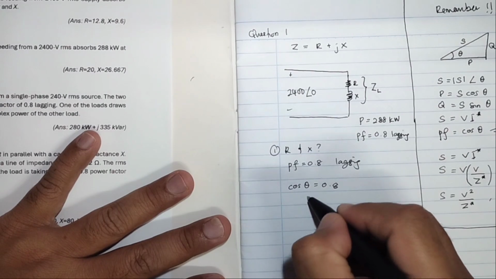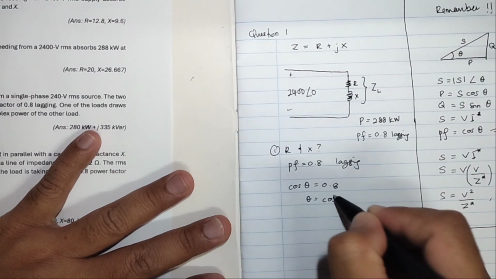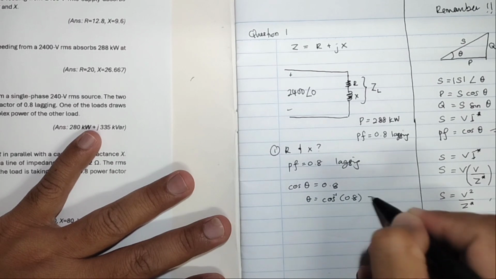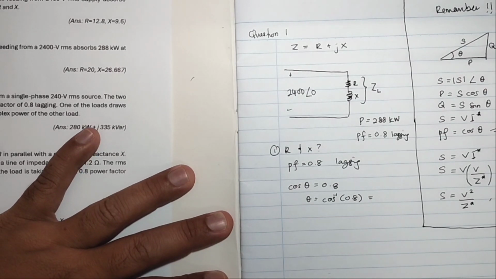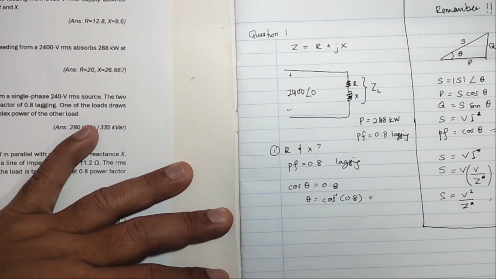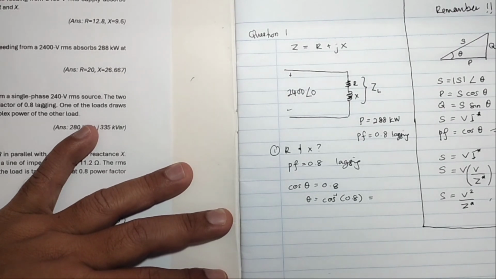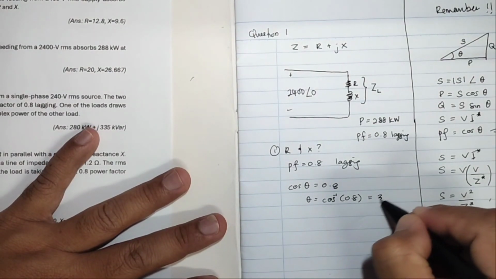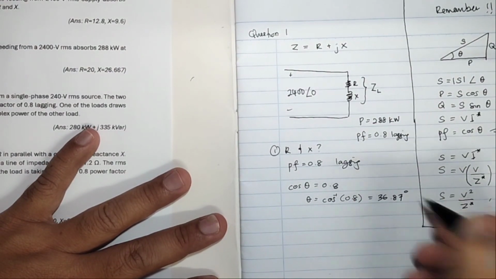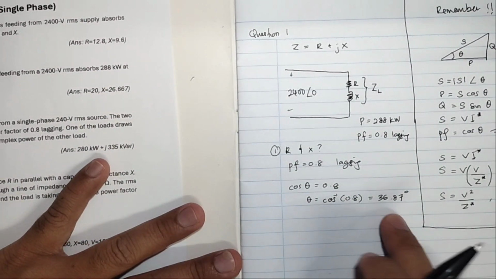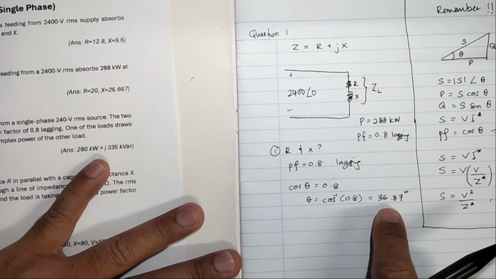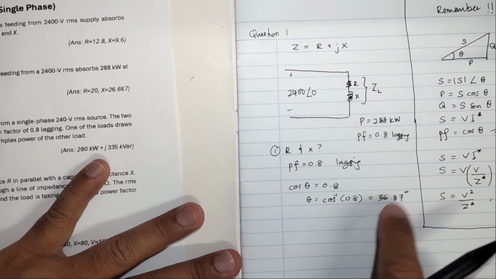So shift cos akan jadi apa? 0.8. Actually is equal to tekan calculator. Shift cos 0.8 akan dapat 36.87 lah. 36.87. Okay. So seterusnya kita tahu ini adalah sudut bagi current I.